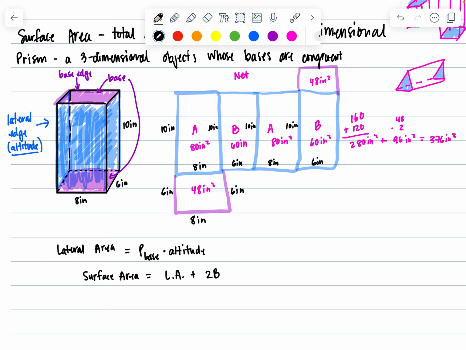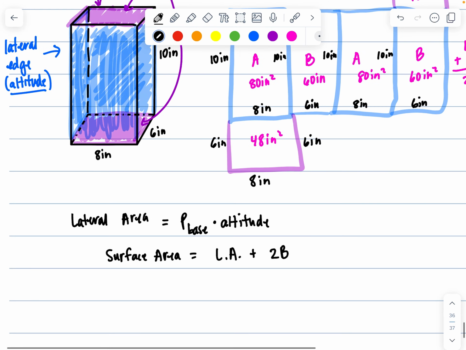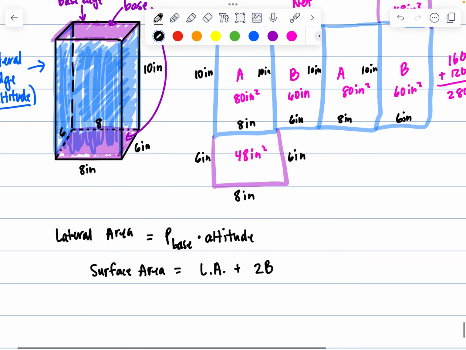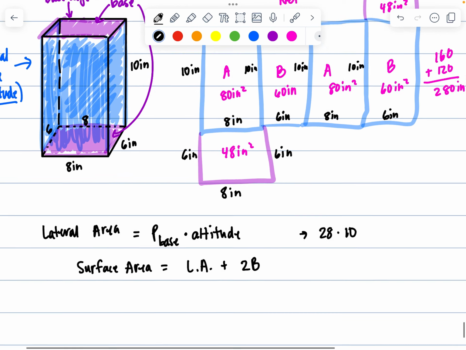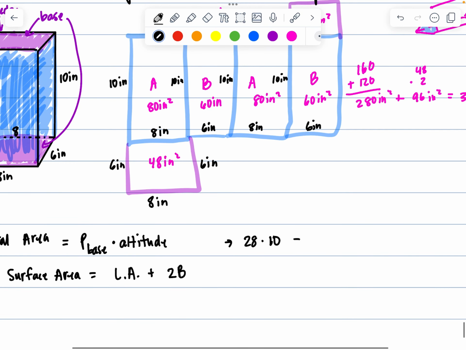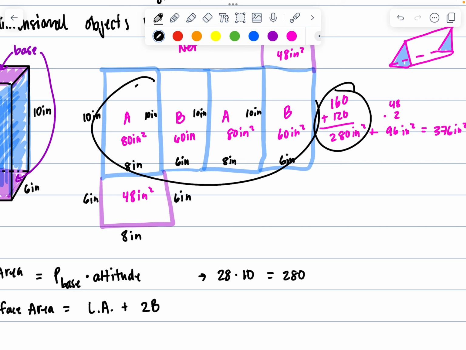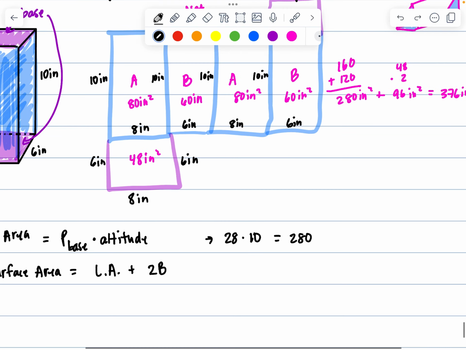Okay? Now, perimeter of the base is the purple, right? And that means we have 8 plus 6 plus 8 plus 6. Or we just have 28. So the perimeter of the base is actually equal to 28 times the altitude of 10. If you notice, 28 times 10 is 280. Didn't we just calculate that here by solving for all 4 of these rectangles together? Absolutely. So that's why this is actually a more convenient equation.